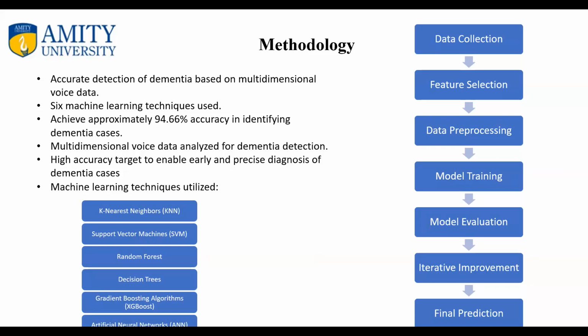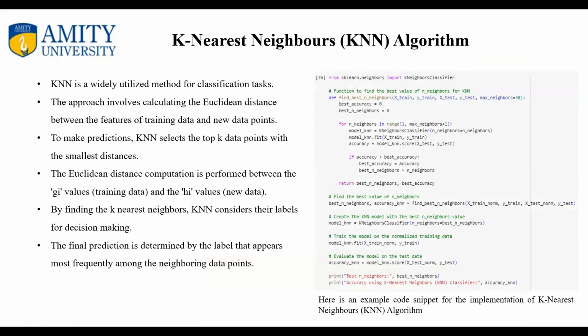Starting with the first, that is k nearest neighbor. The k nearest neighbor is an algorithm that calculates the Euclidean distance between the training and the new dataset. It then selects the top k data points with the smallest distance. This is done using values from the training data and values from the new dataset.